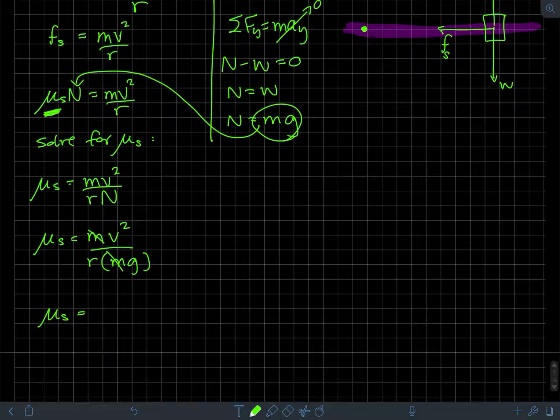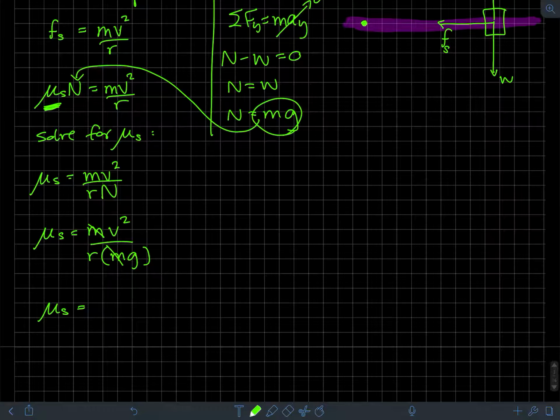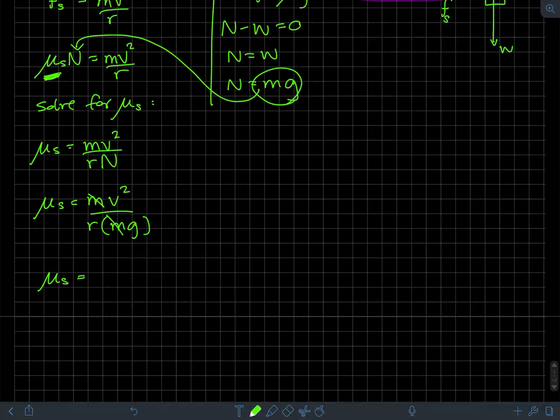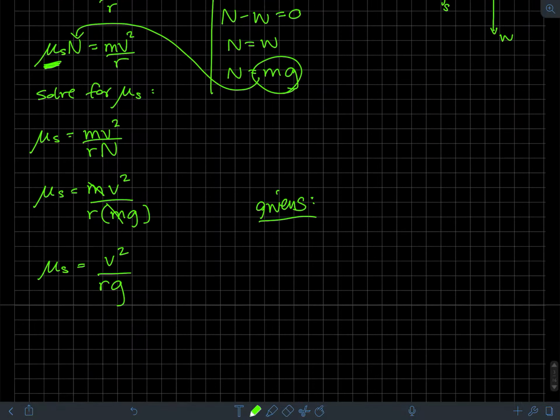That means that it doesn't matter what mass this bike is, or in fact, whether it's a car or some other heavier object maintaining this curve. The minimum coefficient of friction only depends on what speed you want to take it at and the radius of the curve, as you see there. Isn't that sweet? Okay, so let's write our givens over here. Oh, actually, we already wrote the givens up there. I'm going to write them down here again anyway.